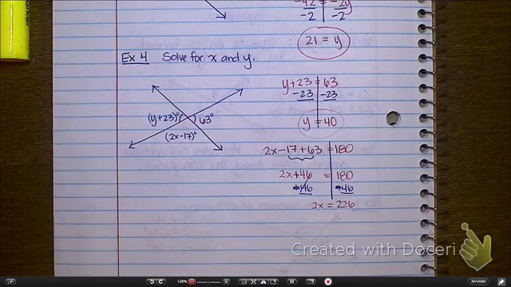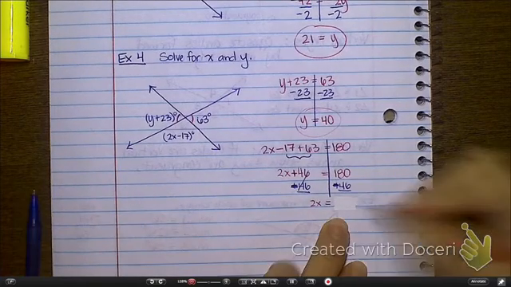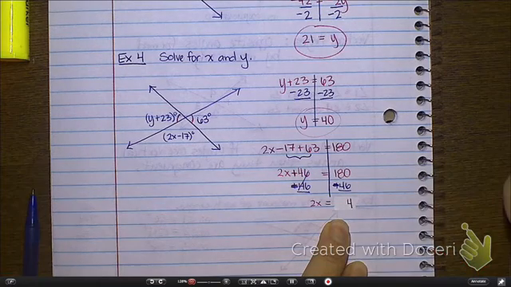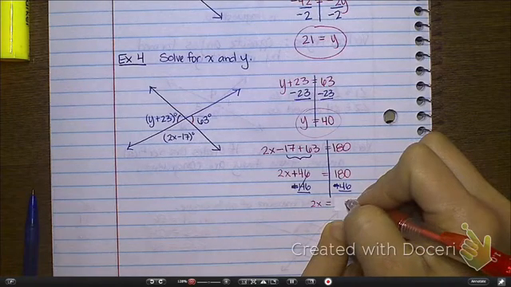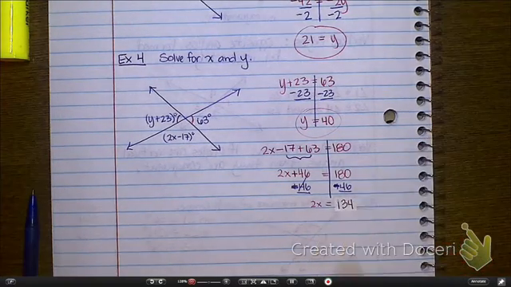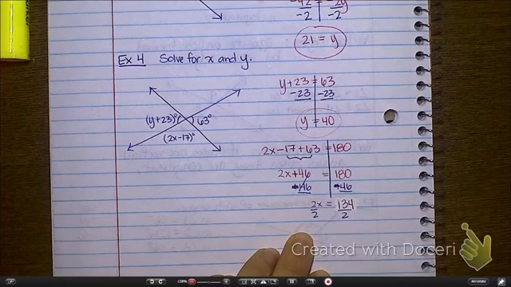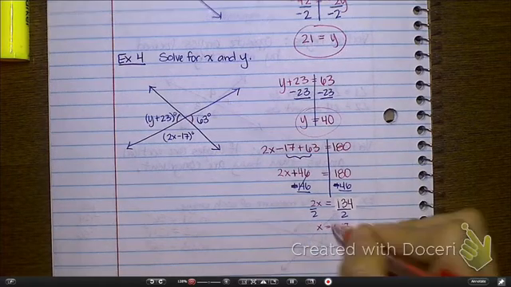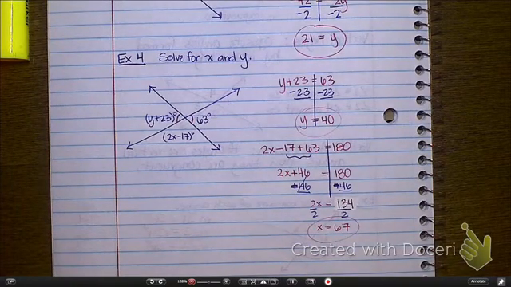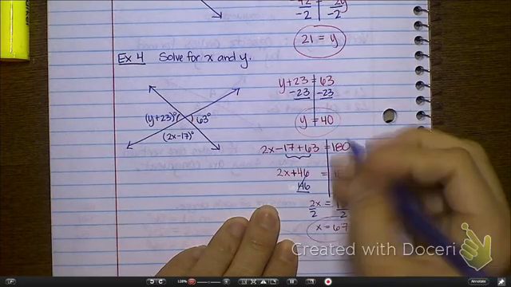Okay, so this is not 226. What is this number over here? What was it that you guys got? 134. Okay. So then when we divide, what do we get? 67? Okay. So now we have our value of x. Does that make sense on that one, what we did there? Sorry about that little mistake. I'll fix it and make it look prettier over here.